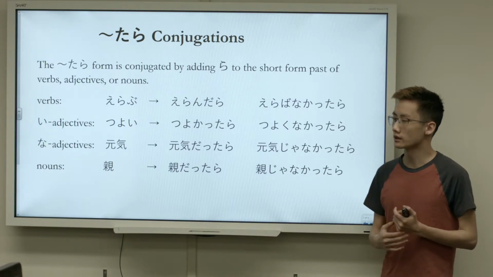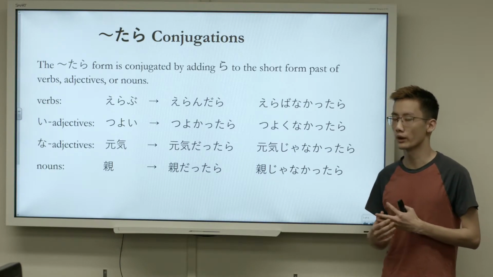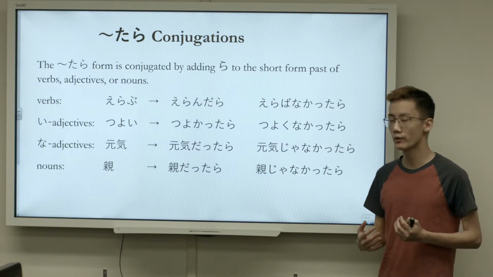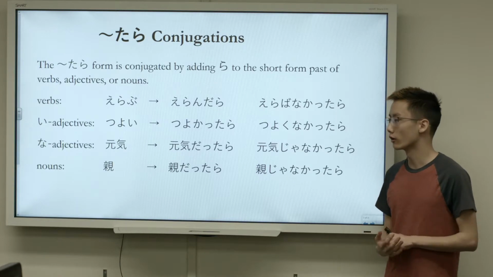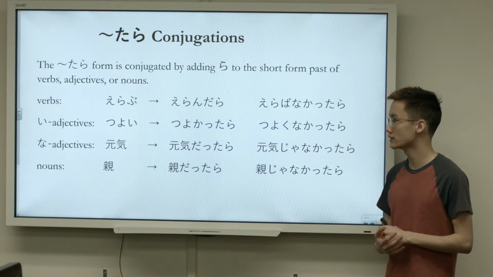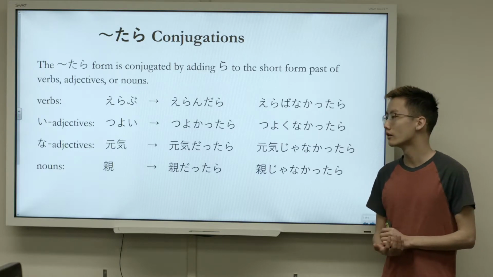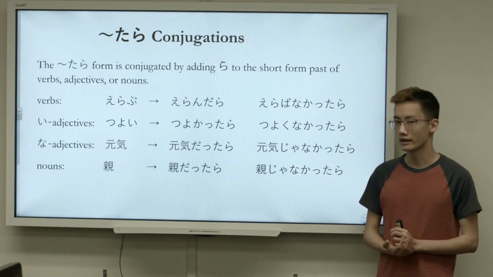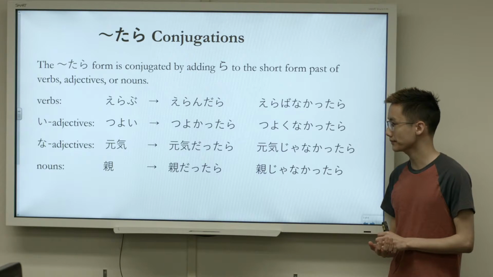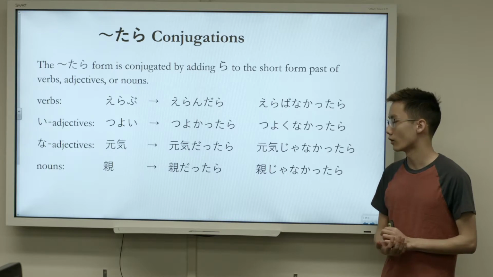To conjugate the tara form, for verbs, adjectives, and nouns, we just put it into the past tense and add ra after it. For verbs like erabu, it becomes erandara, or for the negative form, erabanakattara. For i-adjectives, tsuyoi becomes tsuyokattara or tsuyokunakattara. For na-adjectives like genki, genki dattara or genki janakattara. For nouns, oya, oya dattara or oya janakattara.